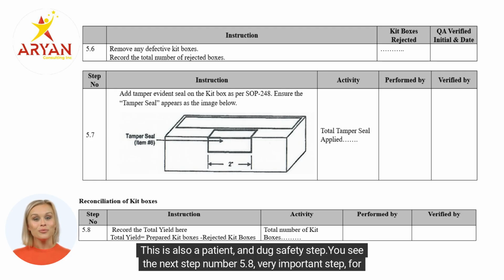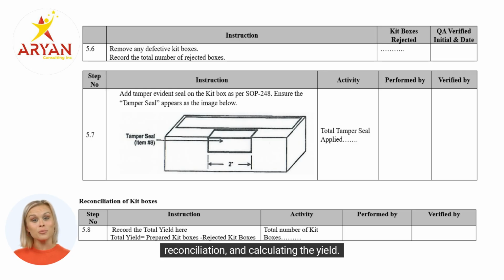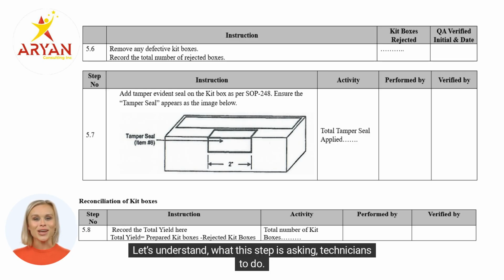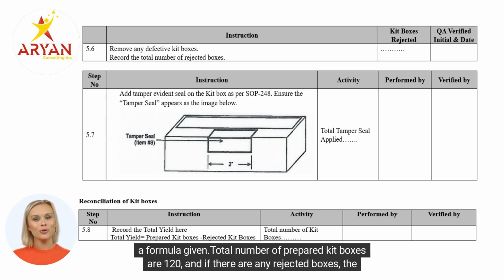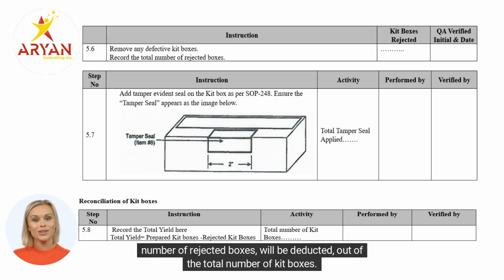You see the next step, number 5.8, a very important step for reconciliation and calculating the yield. Let's understand what this step is asking technicians to do. If you look at the second line of step 5.8, it is asking you to do a calculation based on a formula given. The total number of prepared kit boxes is 120, and if there are any rejected boxes, the number of rejected boxes will be deducted from the total number of kit boxes. The remaining acceptable kit boxes will be the only kit boxes released to the market.